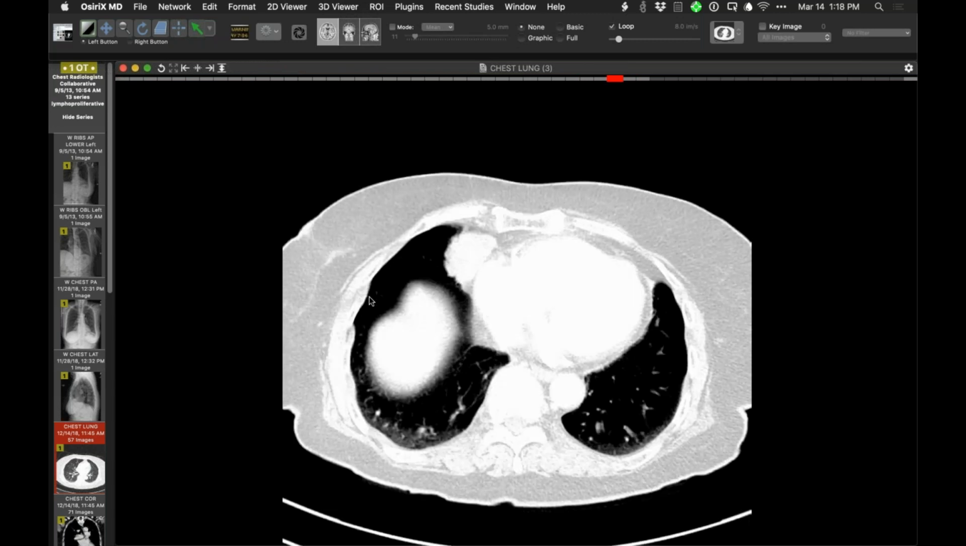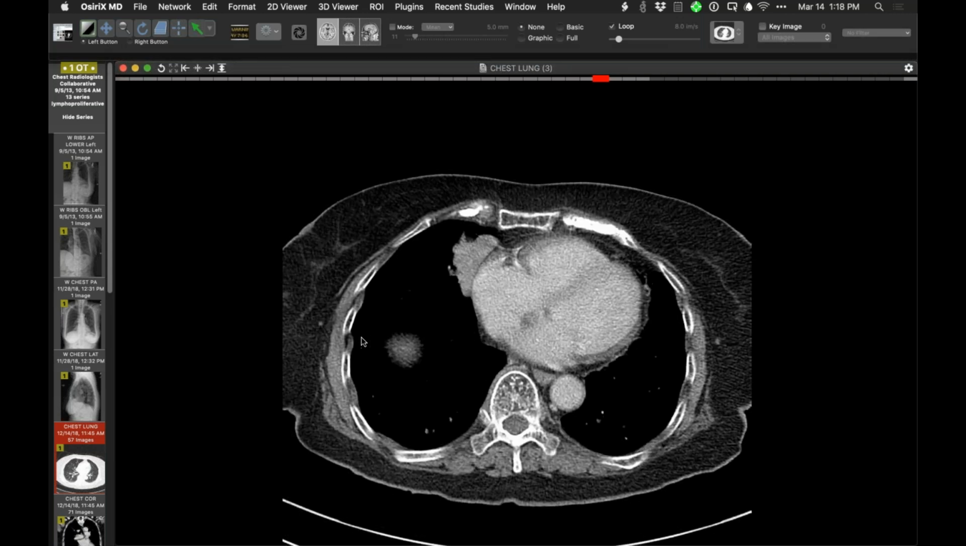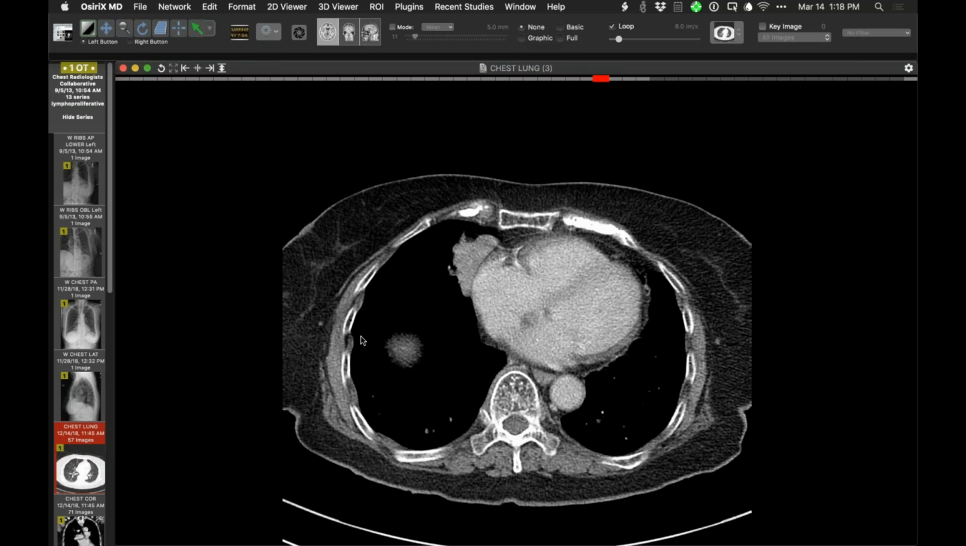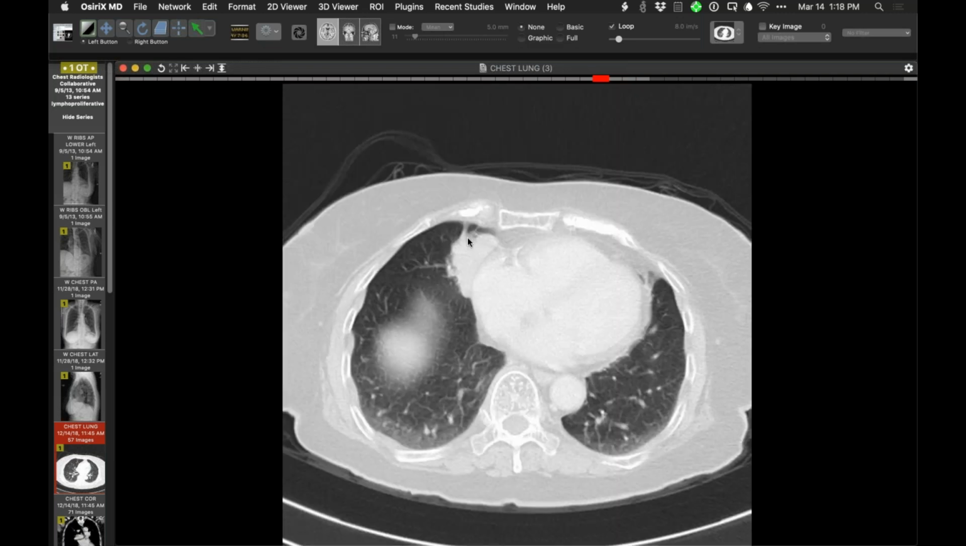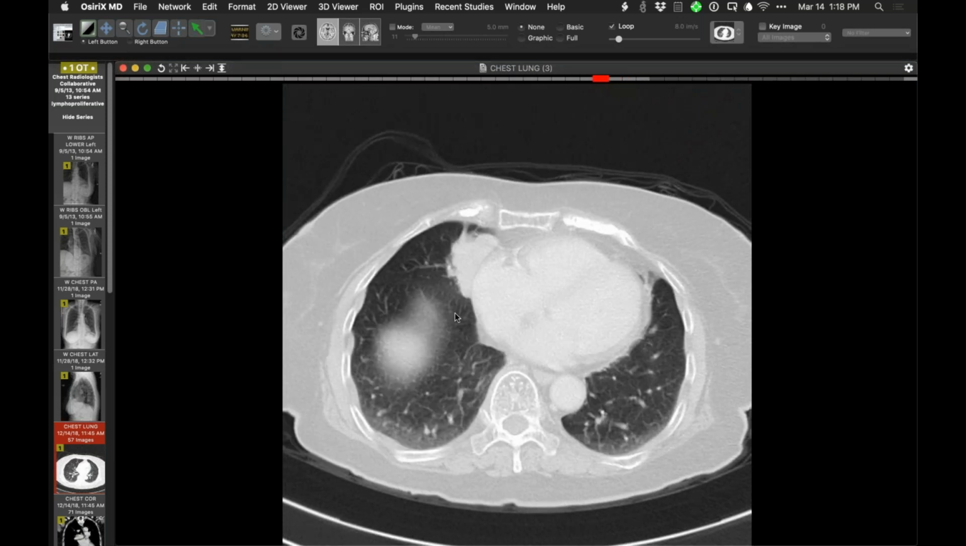So let me switch over to the mediastinal window. It looks like that. There's nothing inside of it. It's just a homogeneously attenuating thing. Its margin with adjacent lung is circumscribed, but a little bit lobulated perhaps. So let's call that an incidental opacity in an 80-some-year-old lady.